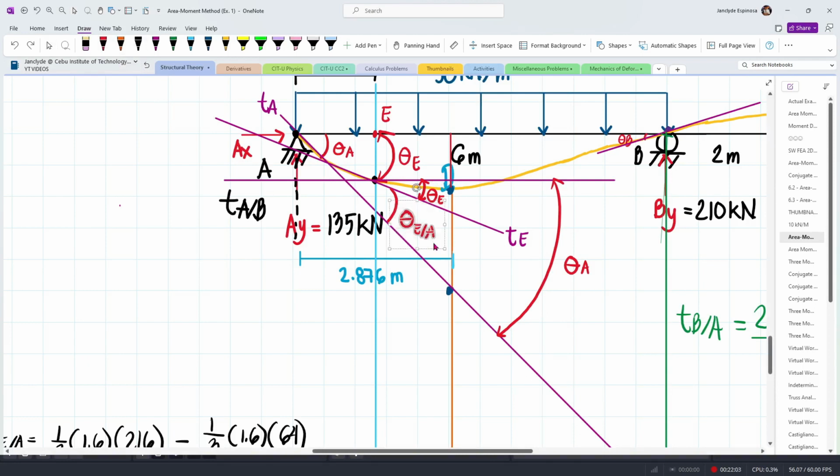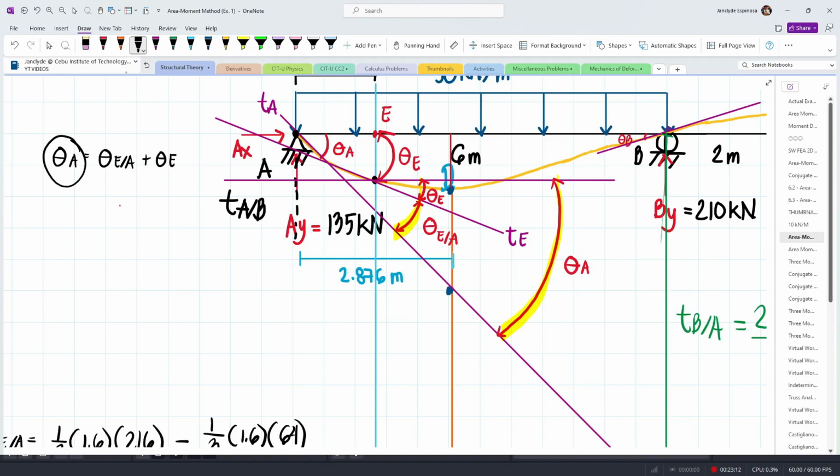Now to make this clearer, let me just move this. Lagay natin dito. Diba, looking at the figure, we can actually form an equation to solve the slope at E. So we have the slope at A is equal to the slope of E with respect to A plus the slope at E. Again, this angle is equal to the sum of these angles. If you will try to look at the figure. Yan. And so we have here slope at A equals slope of E with respect to A plus the slope of E.